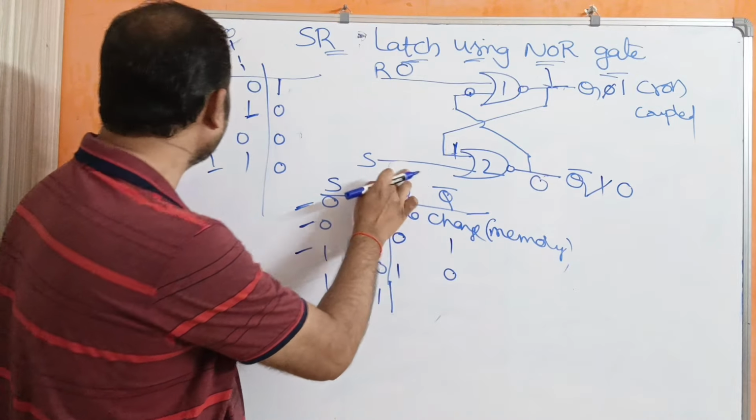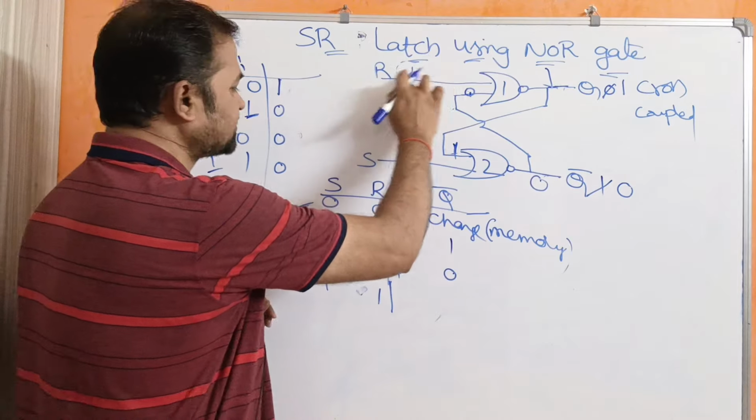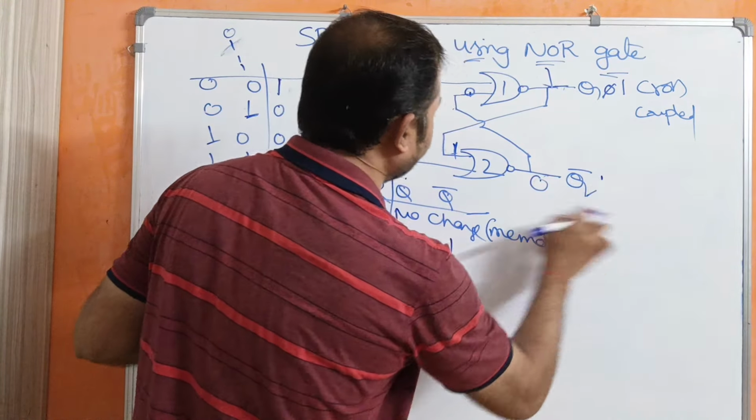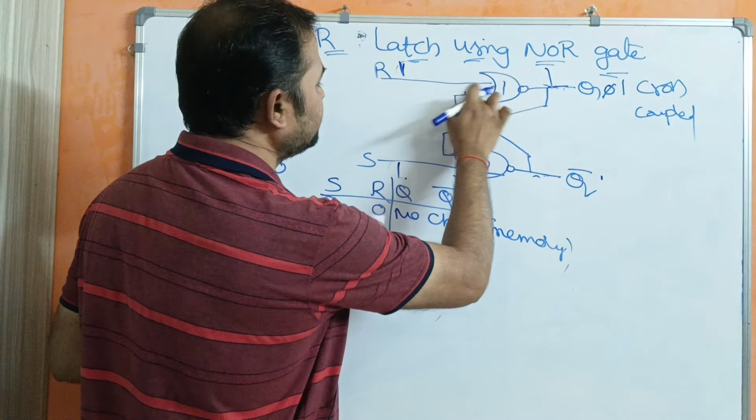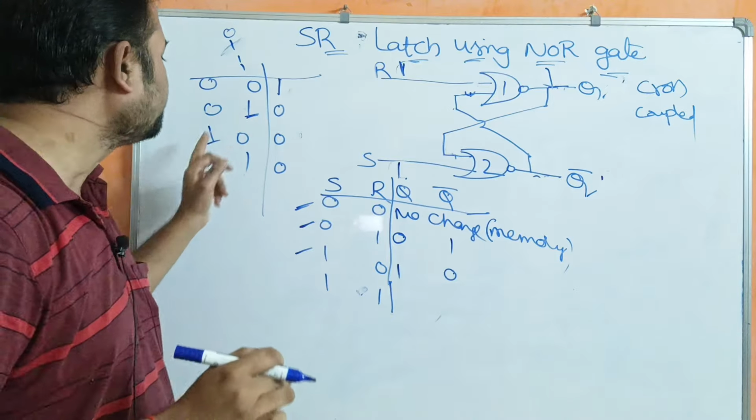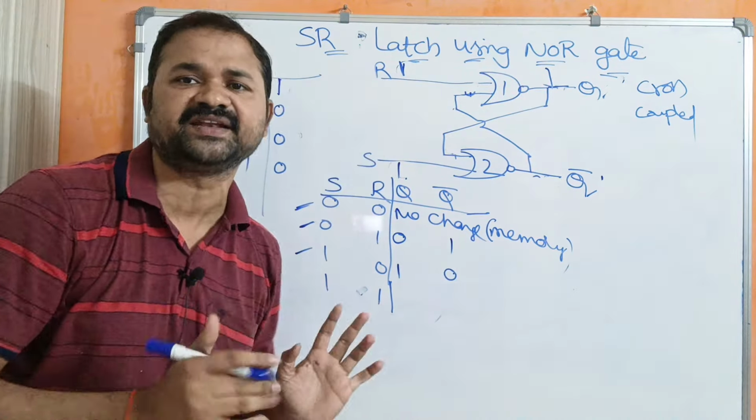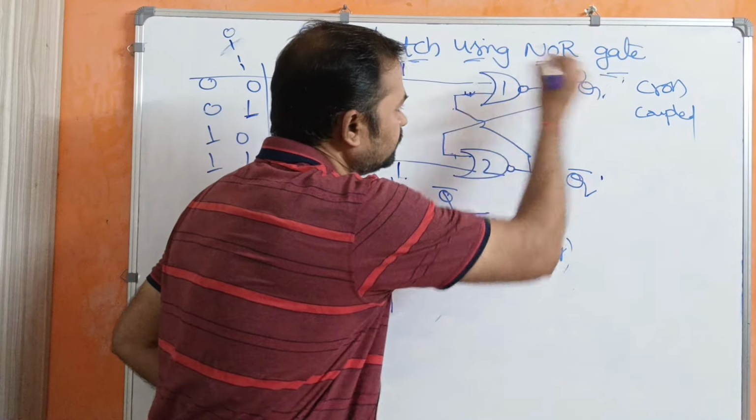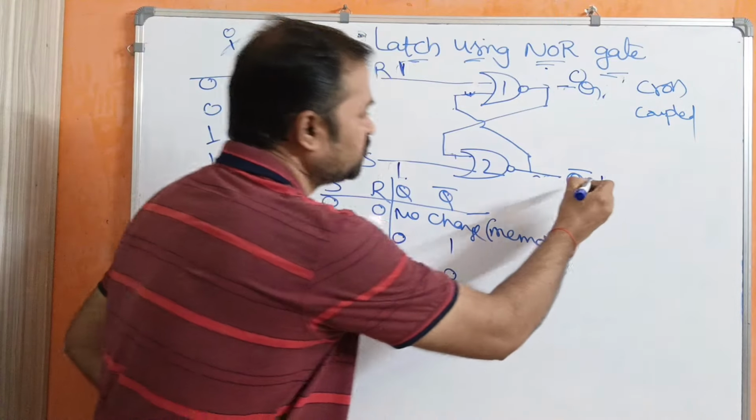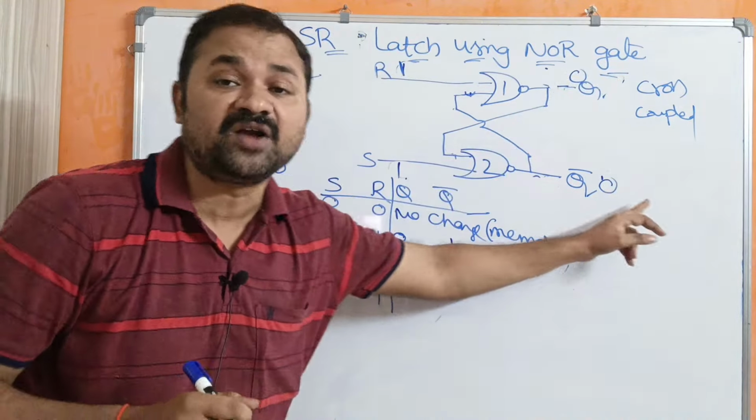Now let us focus on the last scenario, that is S value is 1 as well as R value is 1. So let us focus on this scenario. So here if one of the input is 1, then we can say that output is 0 irrespective of the second input. So output is 0. Likewise here also one of the input is 1. So the output is 0. Here Q value is 0. Q bar value is 0.